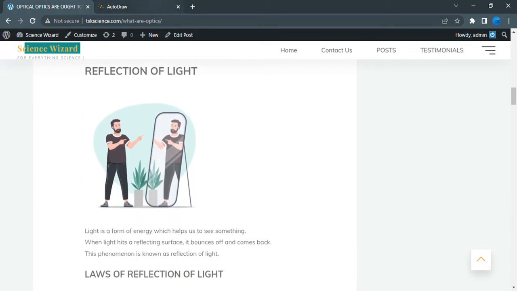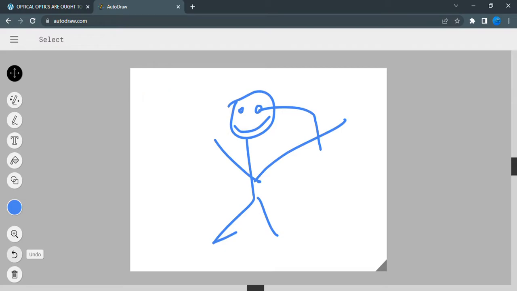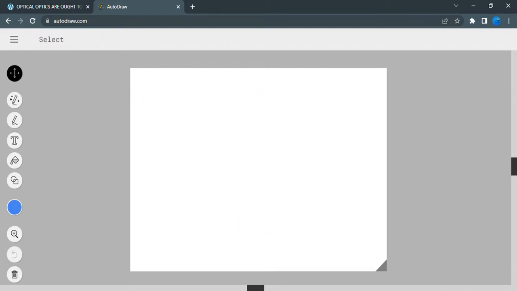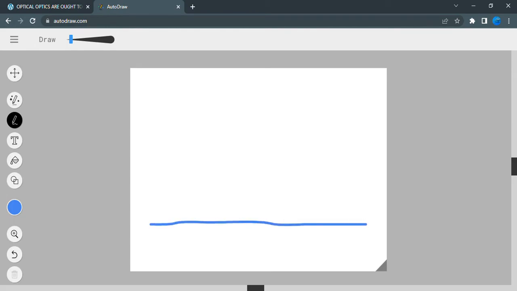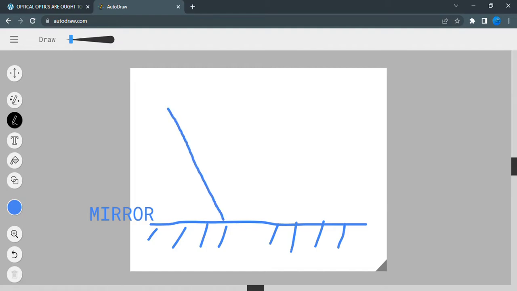Now, there's a phenomenon of light known as reflection of light. When light hits a reflecting surface, it bounces off and comes back, which is known as reflection. We can call this the reflective surface. We can call this a mirror. Now, the incident ray which falls here will reflect back in a phenomenon known as the reflection of light.